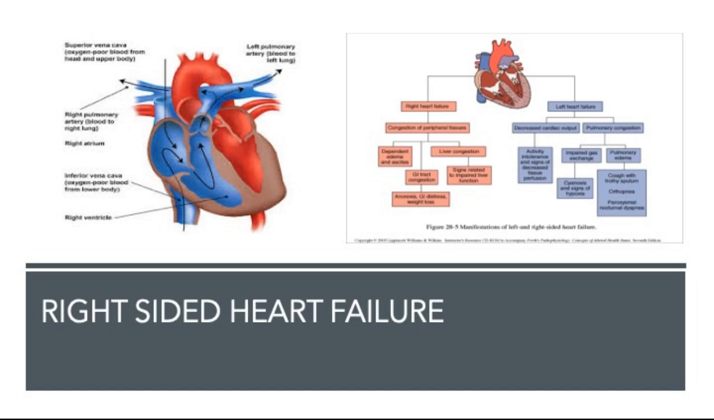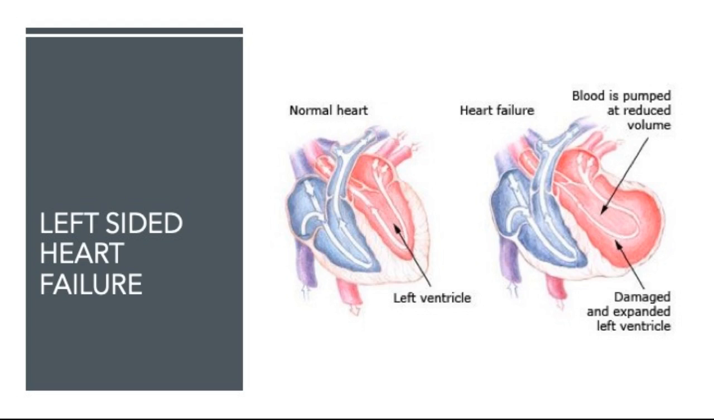So if you have left-sided failure, the blood is backing up into the lungs, causing pulmonary edema. People cough, they feel short of breath. They need the head of the bed to be up when they're sleeping to breathe. Whereas the right side, the blood is coming from the body, and because it's backing up, you get lower extremity edema, you get hepatomegaly, you get ascites, basically fluid overload in the body.